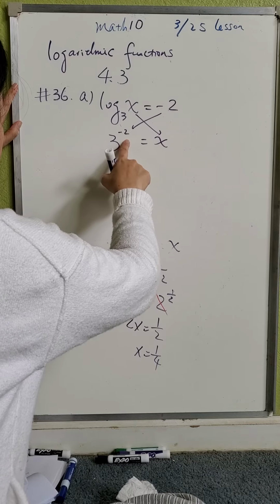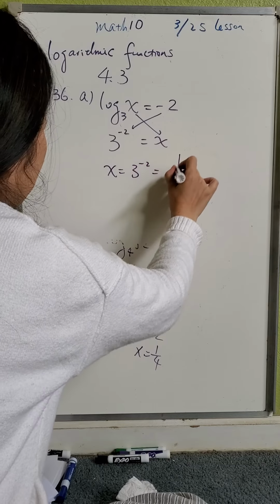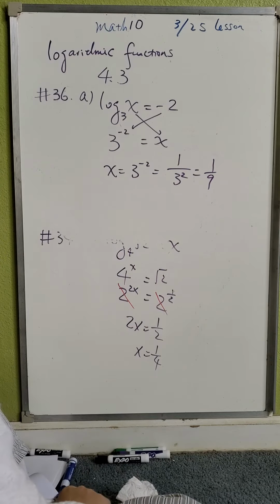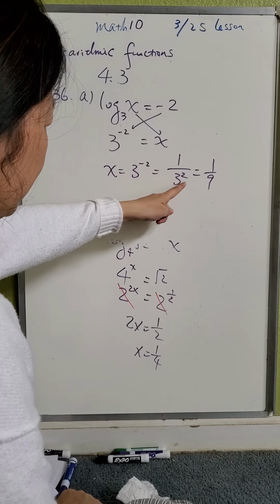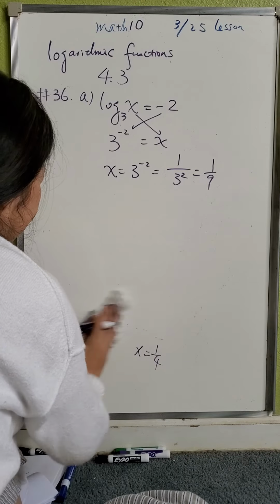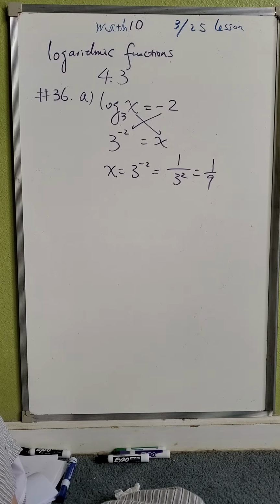So x equals 3 to the -2. And that's the same as 1 over 3 squared. That's equal to 1 over 9. Okay? So flip the number. Negative means you flip the number and then square it. So that's for part A.